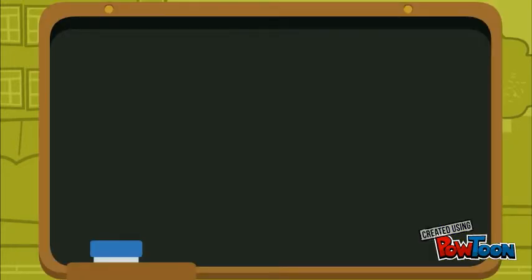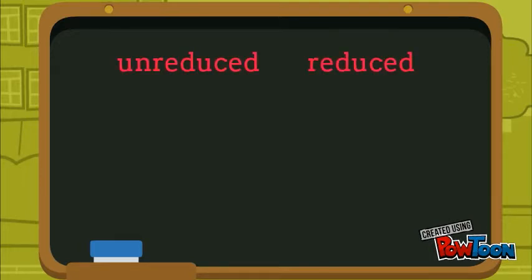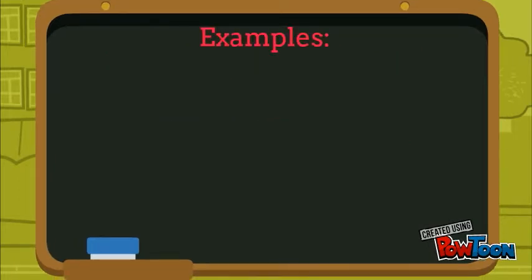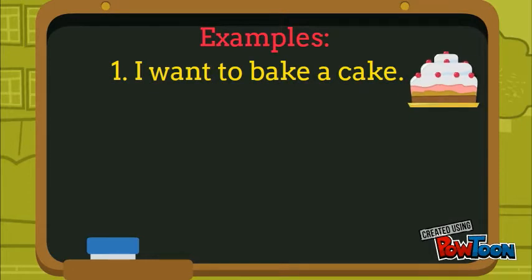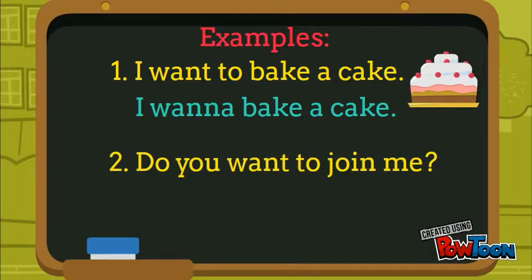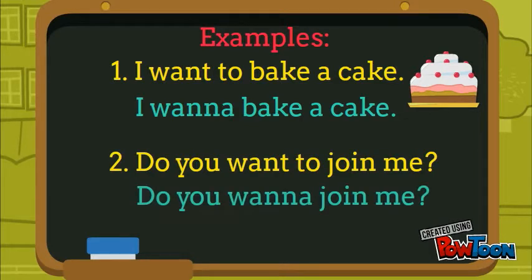So let's now look at examples of reductions. In the first phrase of want to, want to in its reduced form would be wanna. Want to, wanna. 1. I want to bake a cake. Example number 2. Do you want to join me?